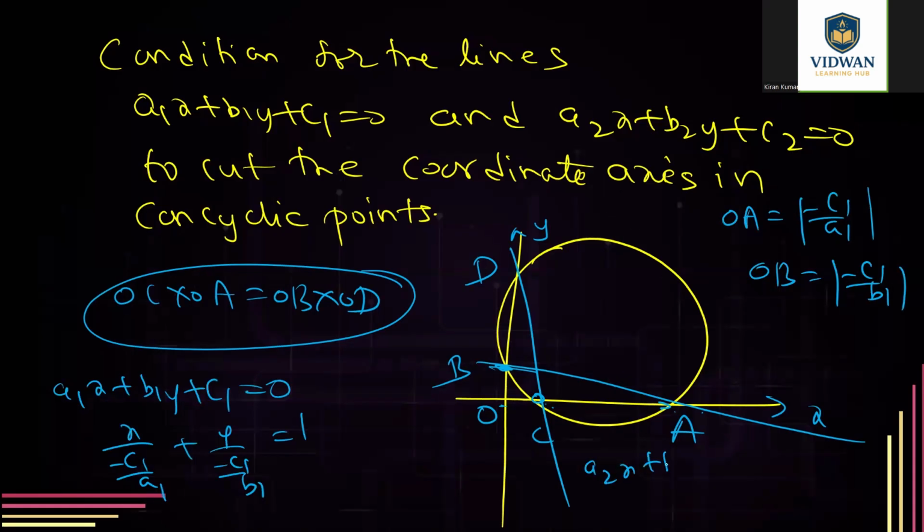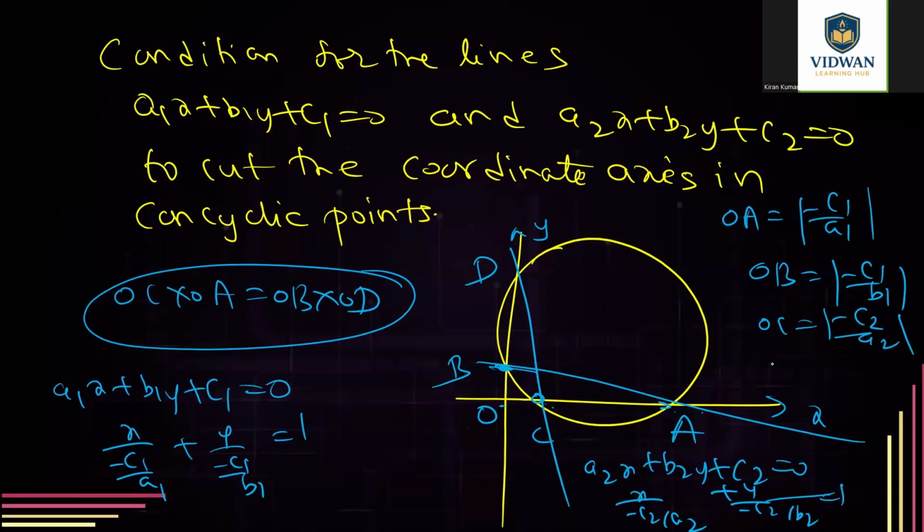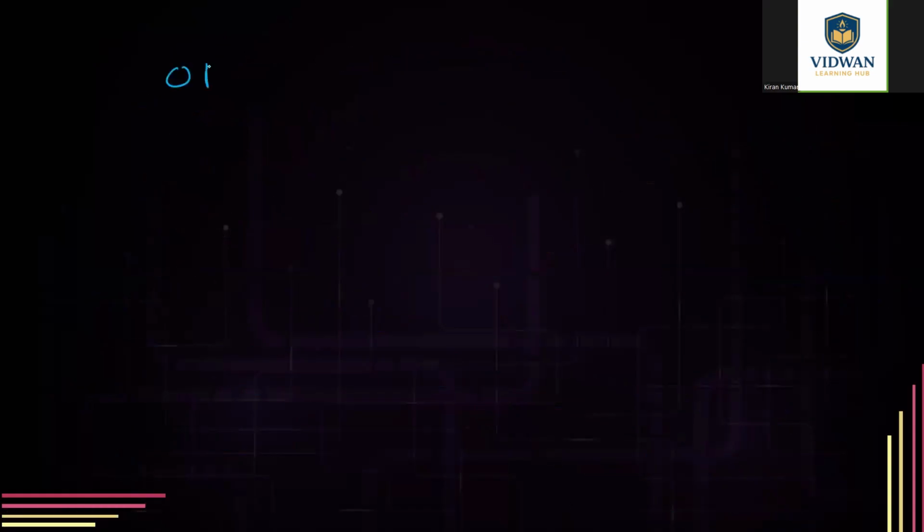For A2x plus B2y plus C2 equal to 0 as the second line, you can also write this as x by minus C2 by A2 plus y by minus C2 by B2 equal to 1. So what will be the intercepts of this? OC is mod of minus C2 by A2 and OD is mod of minus C2 by B2. So then you apply the condition for concyclic points, OA into OC equal to OB into OD. So what do you get? OA into OC equal to OB into OD when you write down.